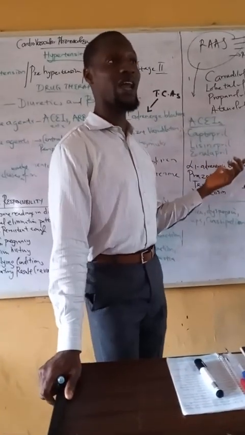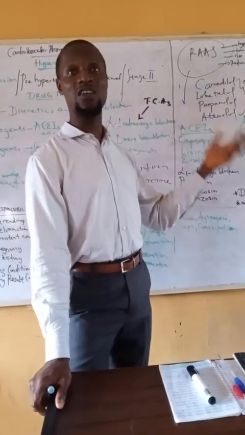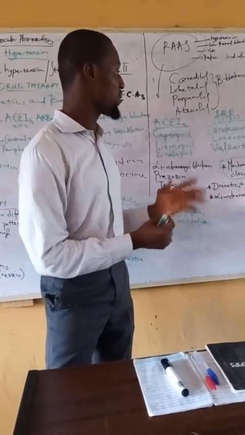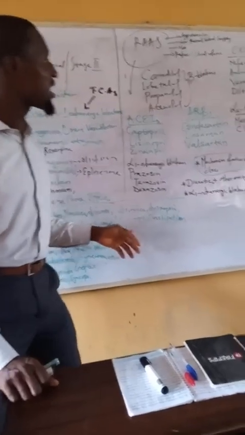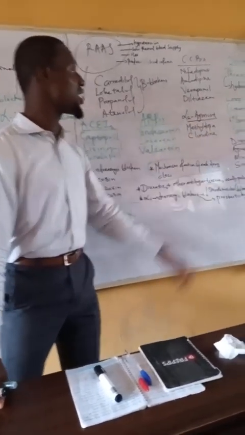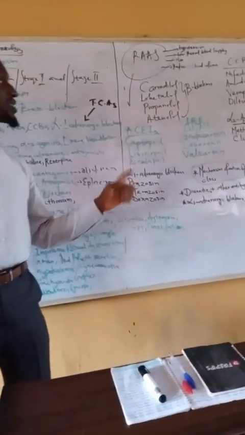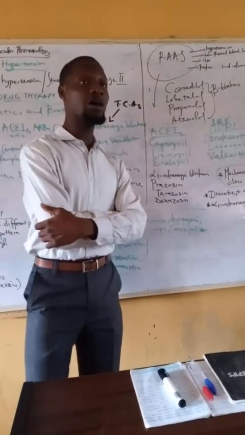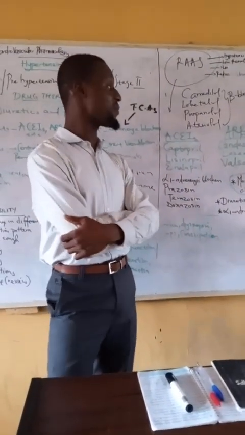So they can be given as a single agent, or they can be given as what? As a part of what? Part of the drugs you're given. Quickly, I'll talk about the alpha 2 agonists here, especially methyldopa and clonidine. Methyldopa is recommended for pregnant women that have high blood pressure.